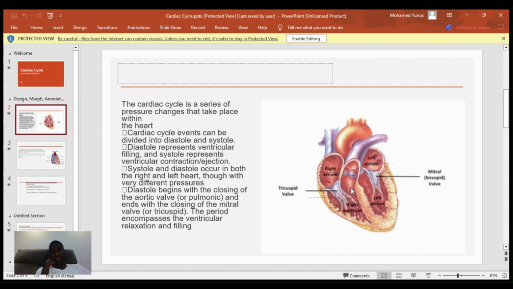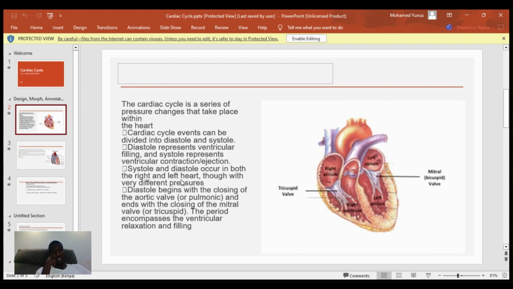In our diagram here, if you just follow my cursor so that you can understand what I'm talking about, this is the septum, and here we have the ventricular wall. When the ventricular wall contracts, it increases pressure within the ventricles, pushing the blood out into the blood vessels. That's what we mean by systole.